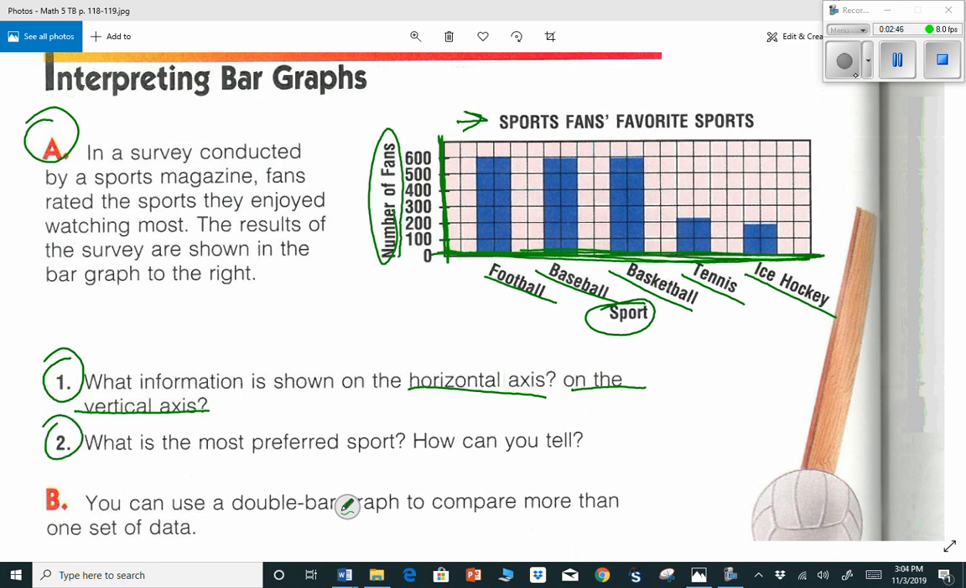What is the most preferred sport? So the most preferred one is the one with the highest bar. Now these two are pretty close, but do you see that they're just a little bit below 600, whereas this one actually goes all the way to 600. So football would be the most preferred sport, and you can tell because the bar associated with football is the tallest bar.